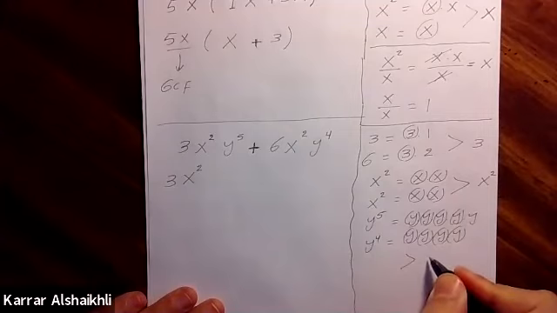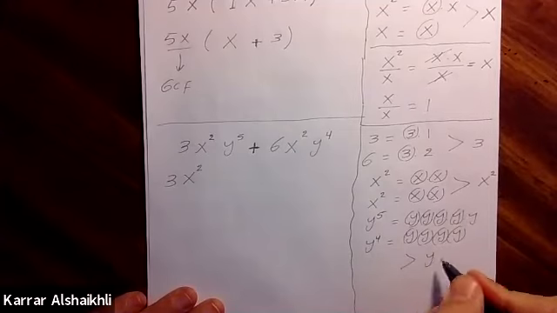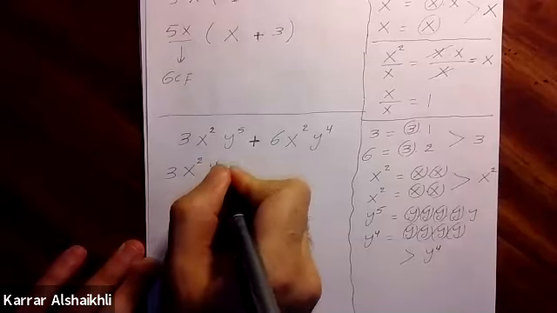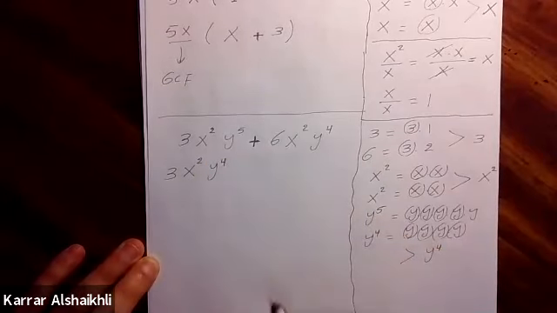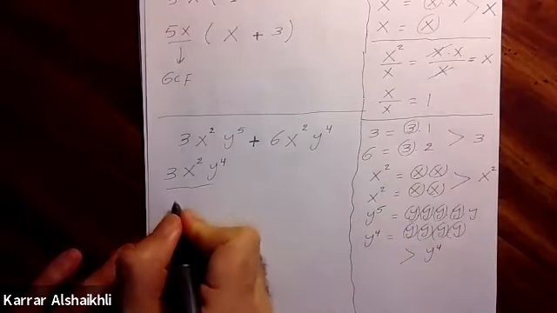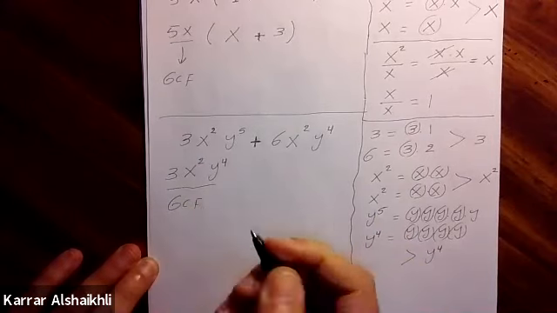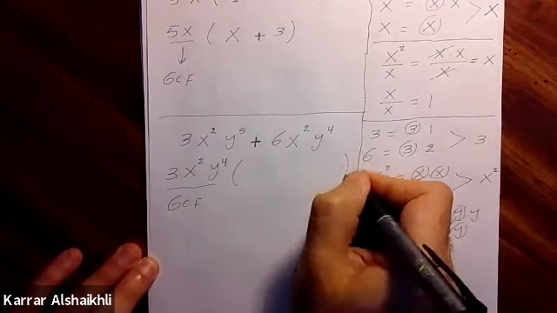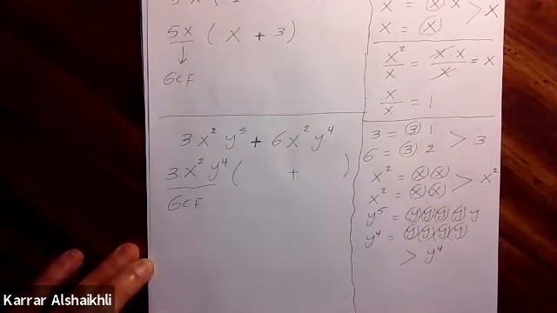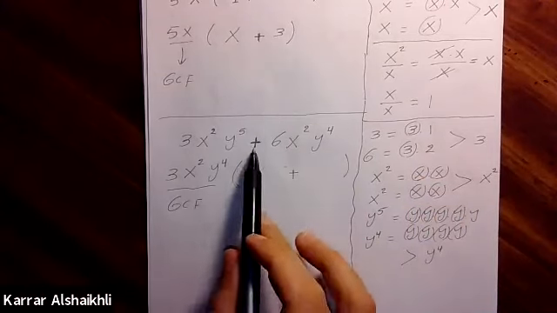I'll write it down here. Y to the power what? 4. So I'm gonna write down here y to the power 4. We're done. This is the GCF. I'm just gonna write down the leftover here. This is the plus sign, here.